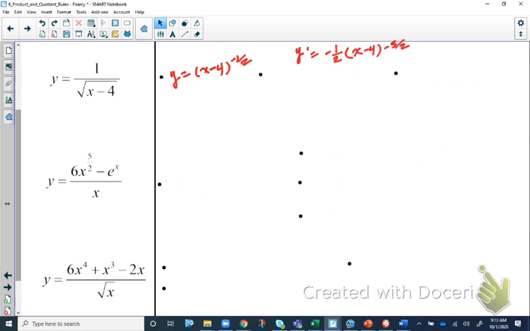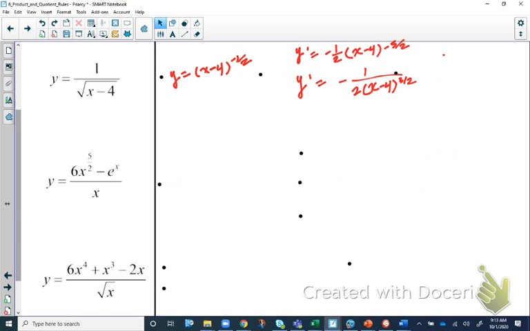And so we simplify that with properties of exponents, so we wind up with y prime being negative 1/2 times x minus 4 in parentheses to the negative 3/2 power. And I wouldn't bother trying to put that back into a radical form unless you have to try to evaluate it by hand, if you're not allowed to use a calculator.